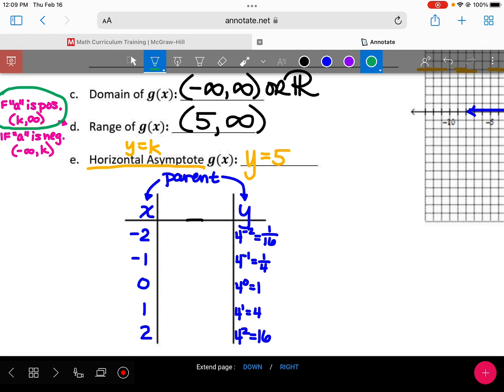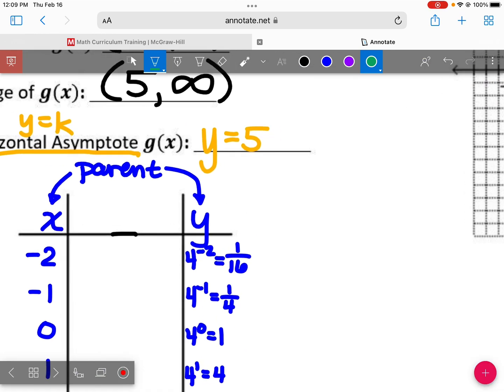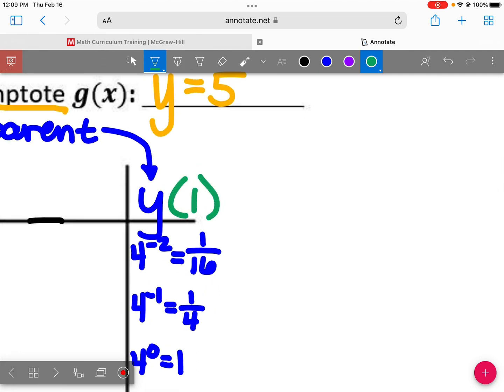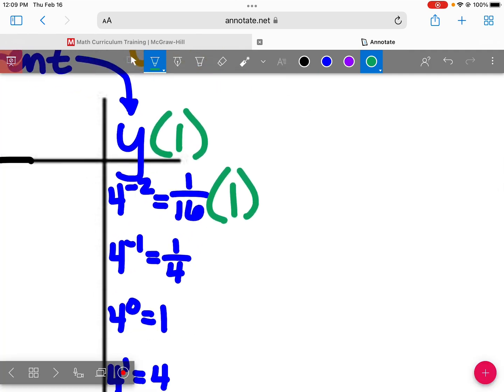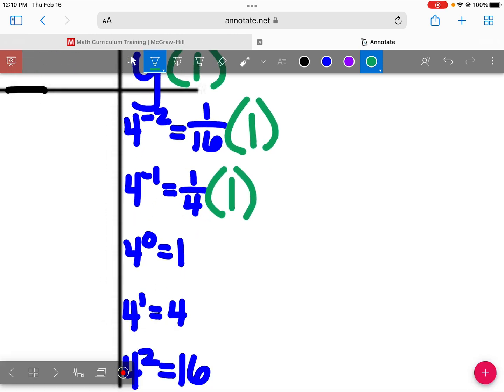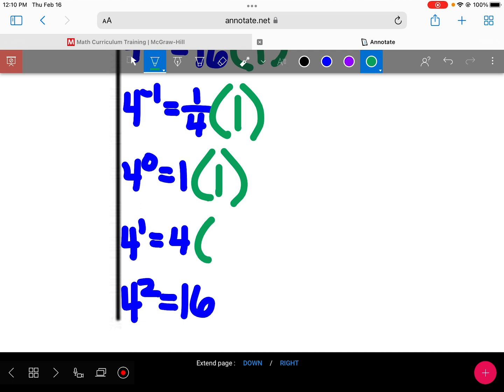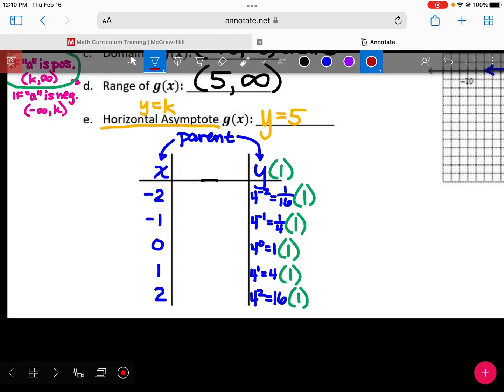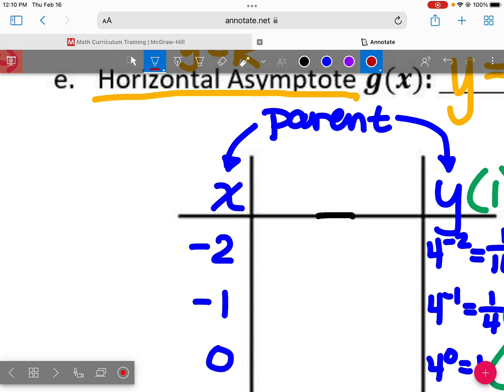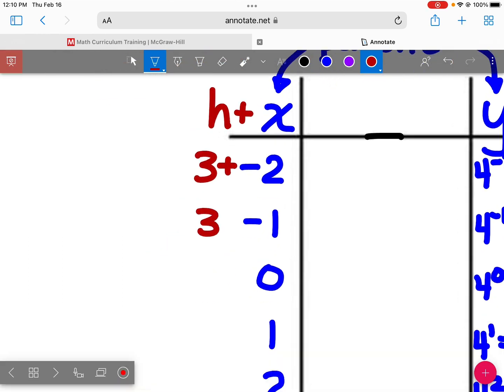What did we say our A value was? 1. My y's are all going to get multiplied by 1. What happens when I multiply by 1? Nothing. That's why I did not have to describe anything in my transformation. Because nothing changed. Yes. What do I do with the h value of 3? Add it to x's. So I add 3 to each of these numbers.